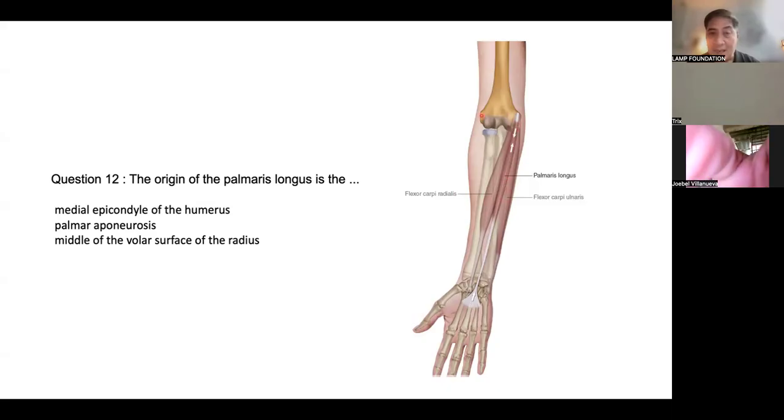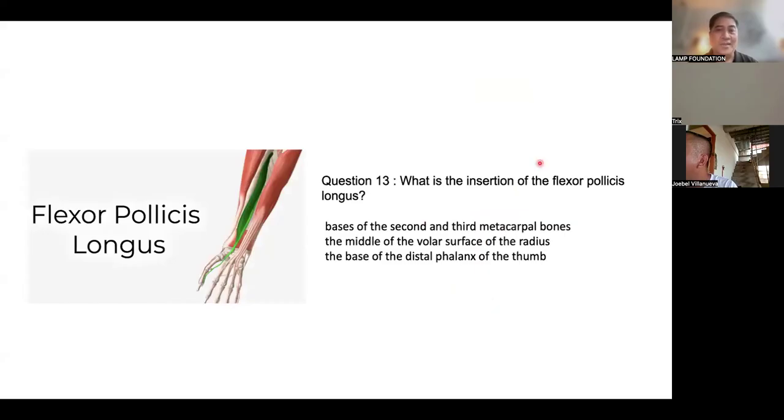So earlier it was the lateral, no? Do you still remember the muscle there? Now it's the medial. Okay. What is the insertion of the flexor pollicis longus? It is the base of the distal phalanx of the thumb. Distal phalanx. So it pulls that.